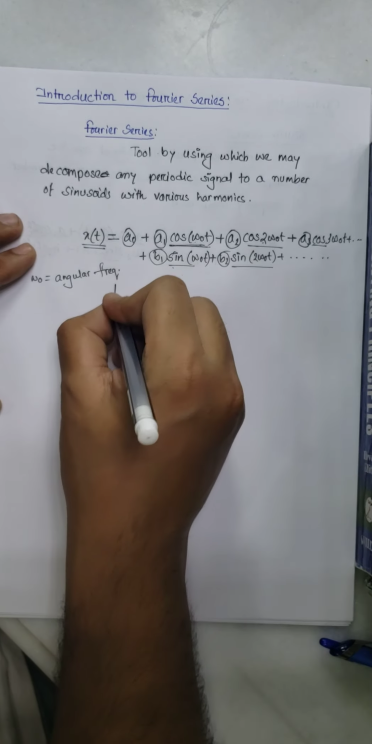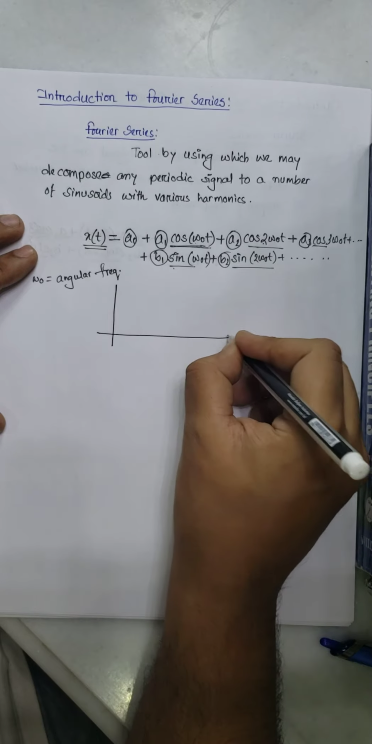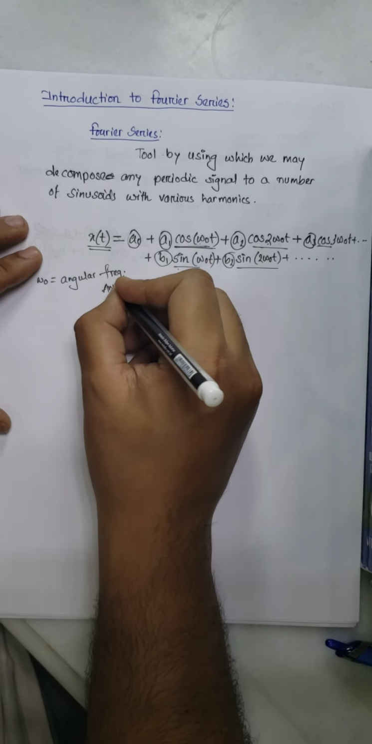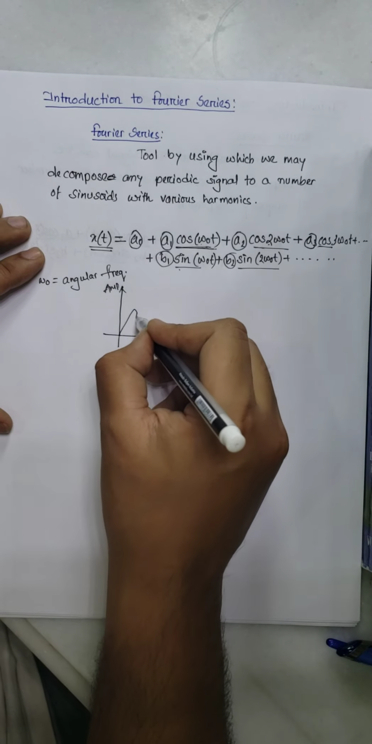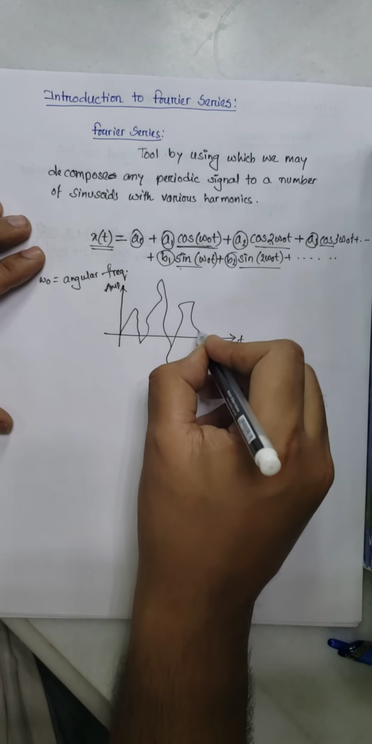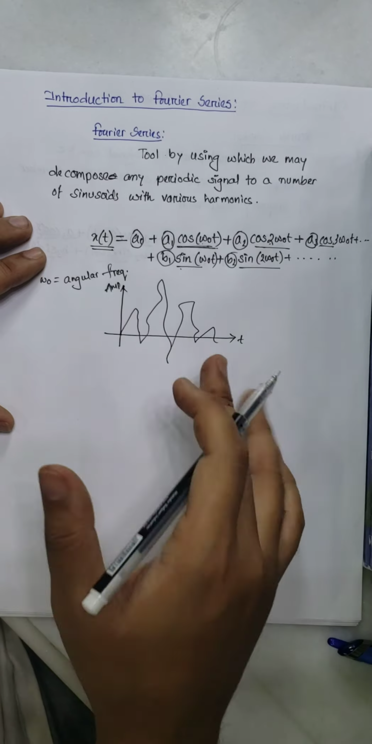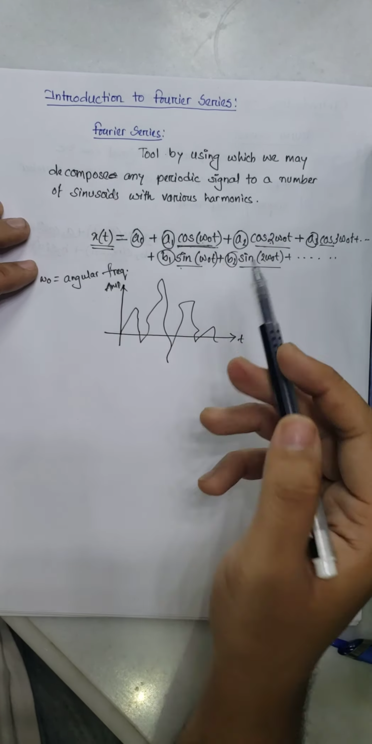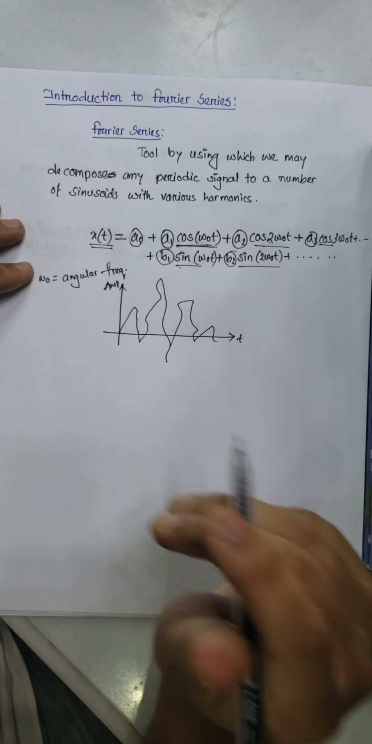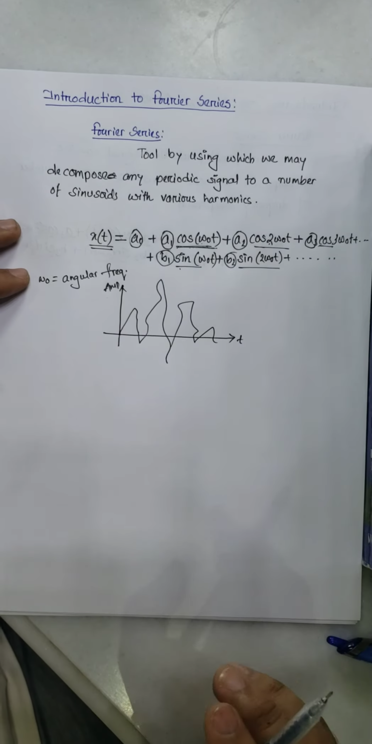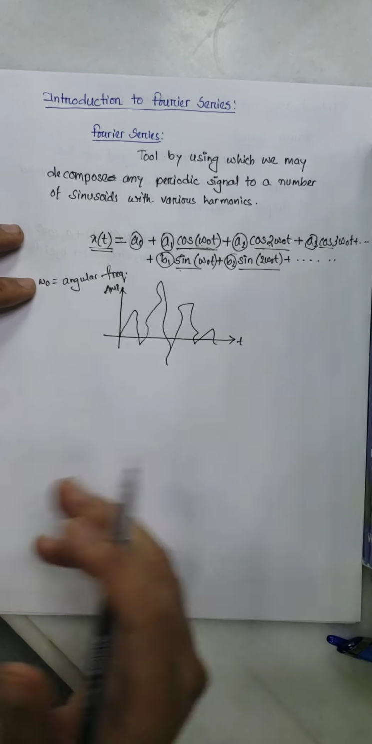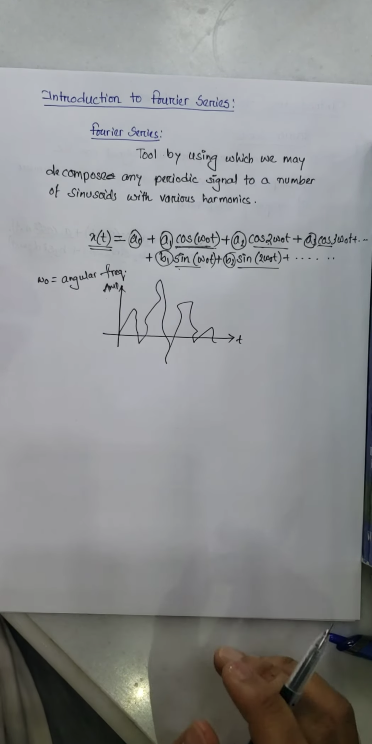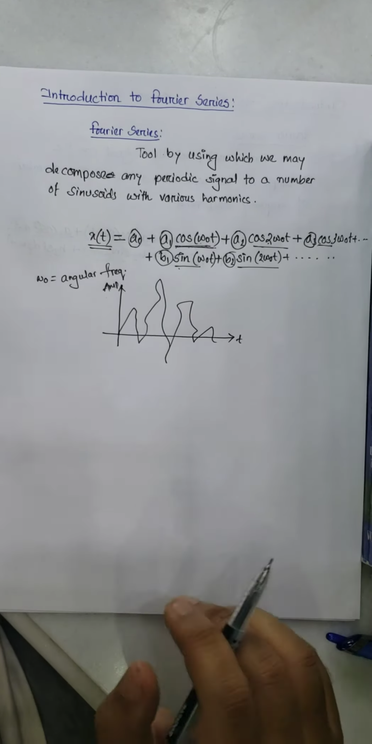Say for instance, if x of t is this type of function, where this is the time axis and this is the amplitude, let us say if this signal is something like this, this can also be expanded into a number of sines and cosines using the Fourier series, and it has made the work of an engineer very much lighter and very much unimpeded in the regard of signal analysis.